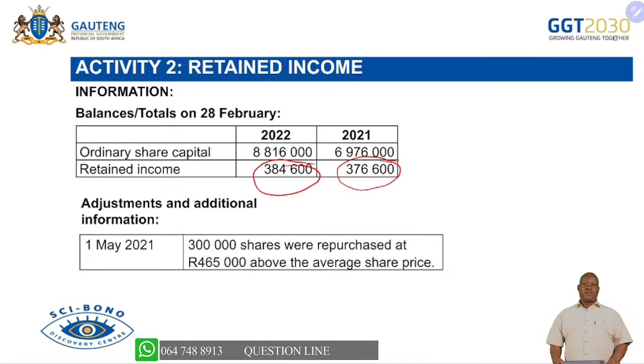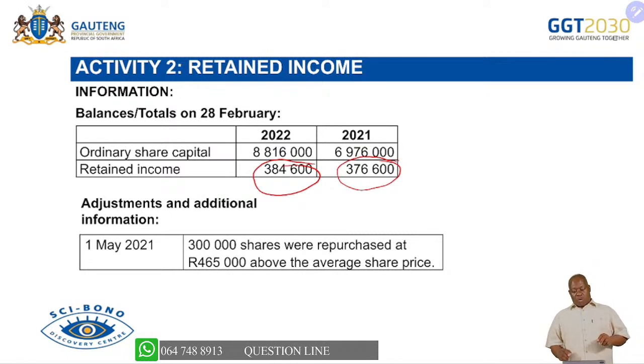retained income note. So, ordinary share capital, we said we use the average share price. But in the retained income, we use the above. So they are saying here, 300,000 shares were repurchased at 465,000 above the average. Above. That's what we are using, guys. So we are going to take the 465 and use it in the retained income note, because that's what we need to be careful about. The above.